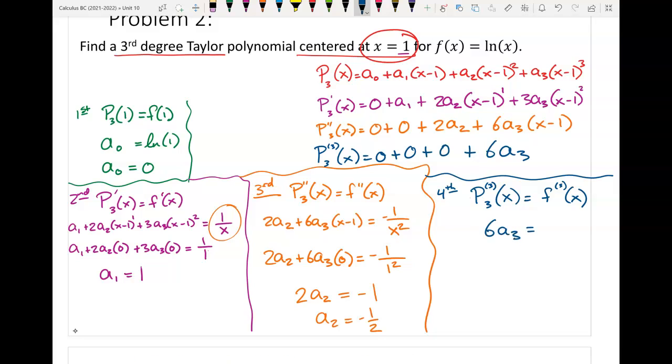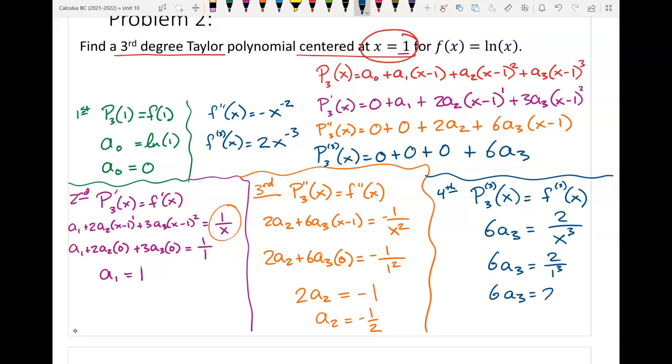And then if I take my derivative, f double prime of x equal to negative x to the negative 2, my third derivative would then be positive 2x to the negative third, or 2 over x cubed. So I go ahead and plug in 1, and I have 6a sub 3 equals 2 over 1 cubed. So 6a sub 3 equals 2. Divide by 6, and a sub 3 is equal to 1/3.